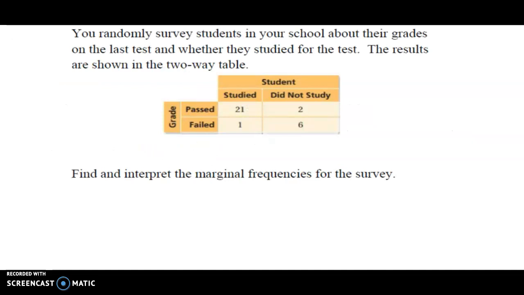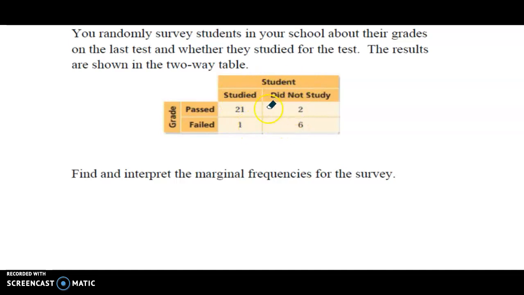All right, so question number 1 says you randomly survey students in your school about their grades on the latest test and whether or not they studied for the test. The results are in the two-way table. So again, they were asked two questions. They were asked about their grades. Did they pass or fail? Then they were asked about their study habits. Did they study or did they not study?